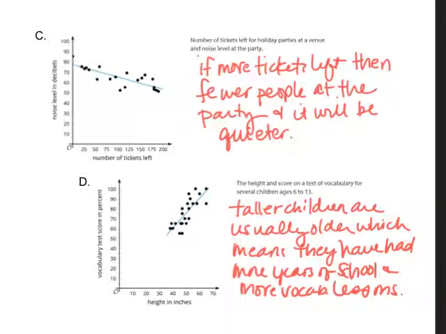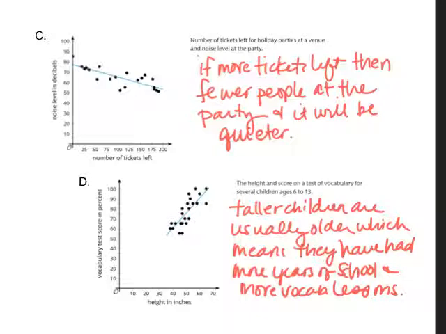Okay, take a look at what I wrote down. So in scatterplot C, we have number of tickets left at a party versus the noise level at the party. What I thought about is, if there's more tickets left, then fewer people went to the party, and then it would be quieter. And that's why it's a negative correlation. Definitely, there is a relationship between the variables in that they go in opposite directions.